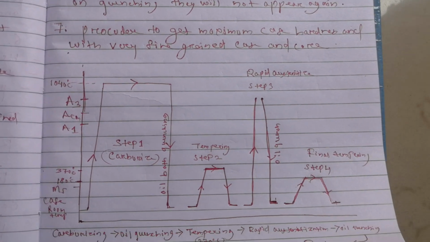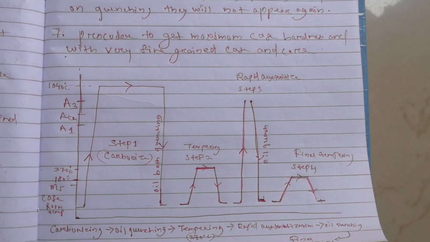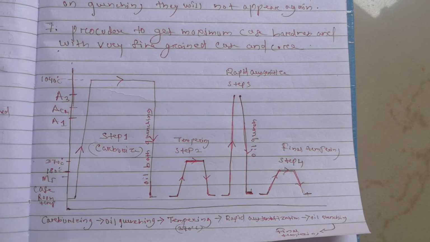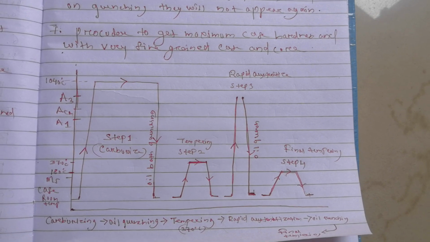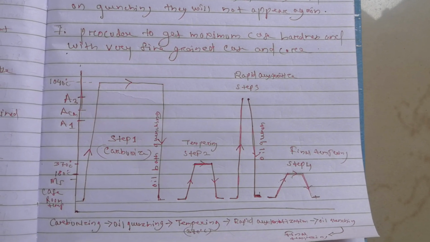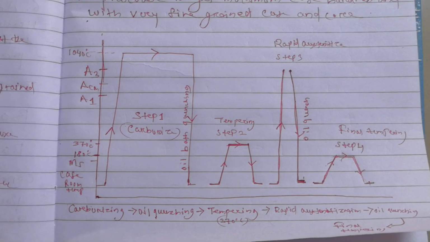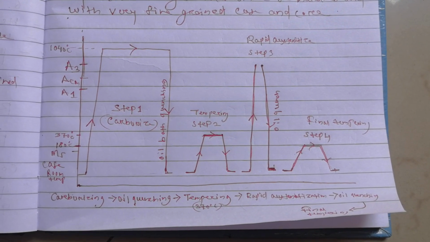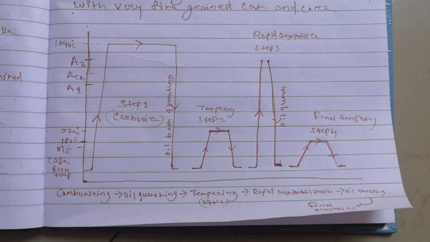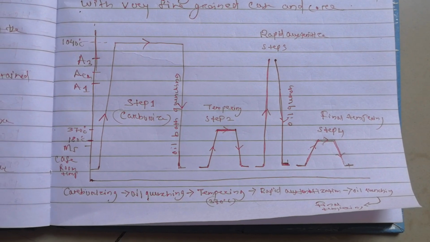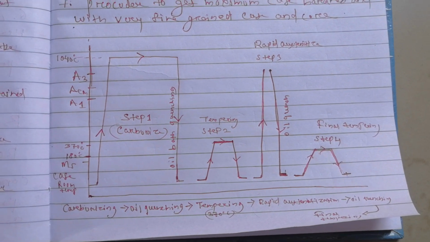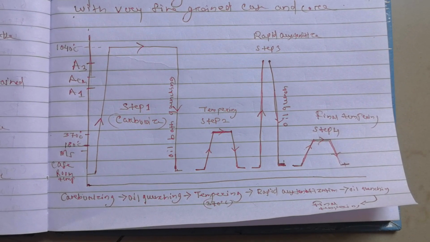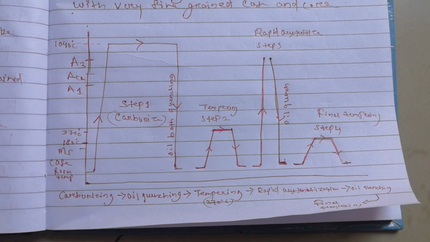Now I will discuss a procedure which has already been developed so as to get maximum case hardness with a very fine grained case and core. It includes 4 different steps. The first step is that the steel is carburized at a very high temperature like 1040 degrees centigrade for a given interval of time. Then it is oil quenched.